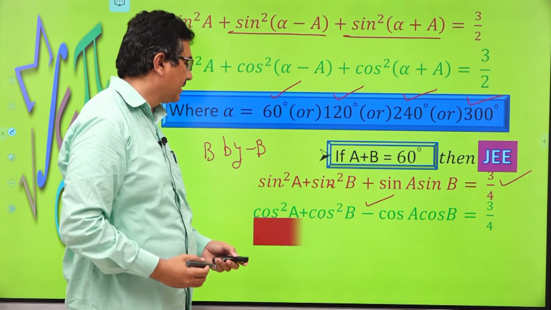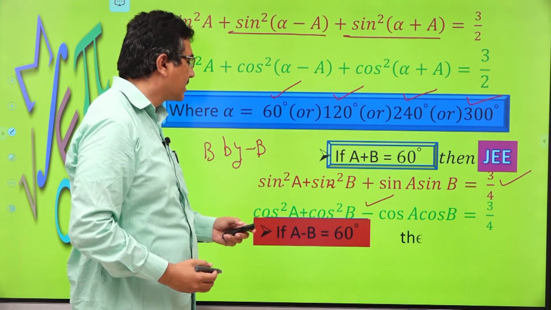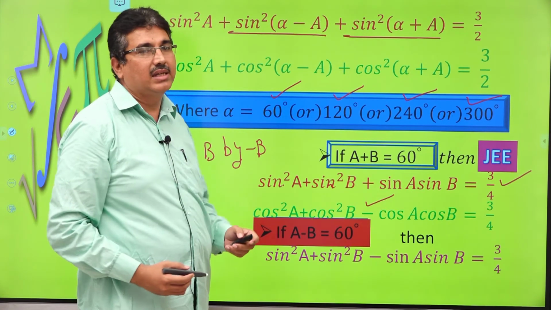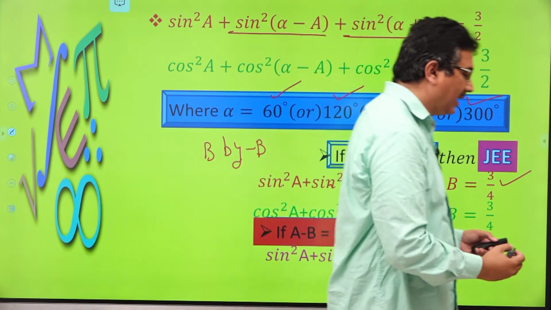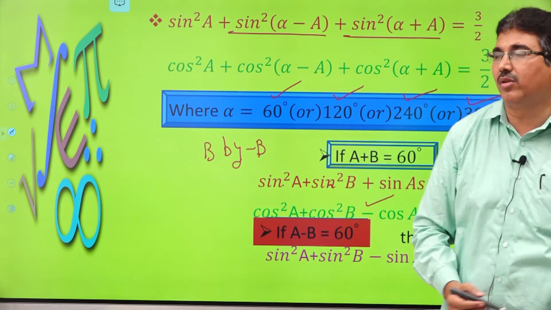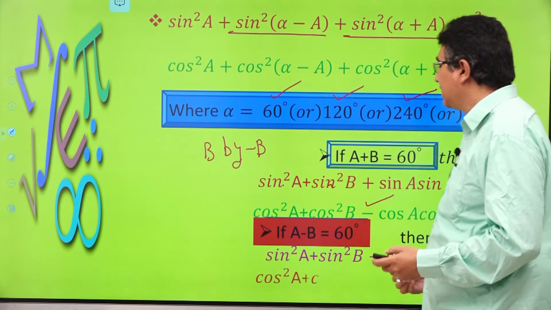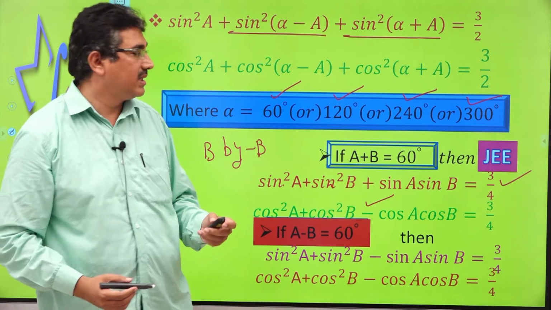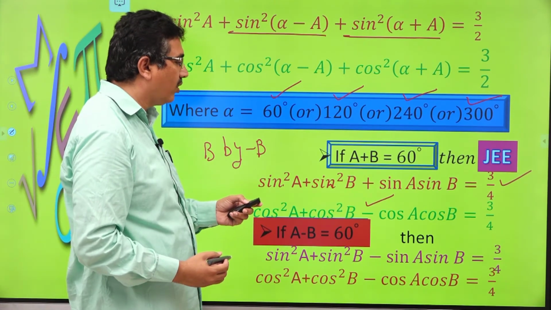Okay, see this. If A minus B equals 60 degrees, then sine square A plus sine square B minus sine A sine B is equal to 3 by 4. Similar result: cos square A plus cos square B minus cos A cos B is equal to 3 by 4.